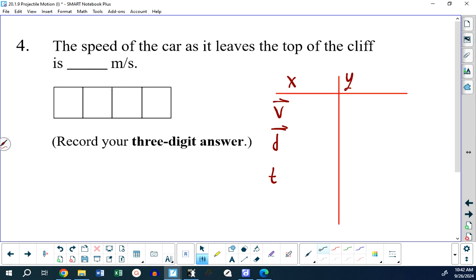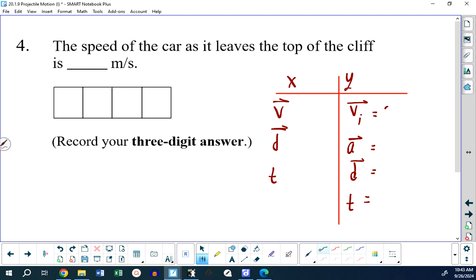You set up your table for X, you set up your table for Y. I think with a little bit of thought, everybody is capable of understanding that VF is not relevant to anything going on in these questions. We're not asked to find how quickly the car moves downward at the end. So I'm just leaving it out.